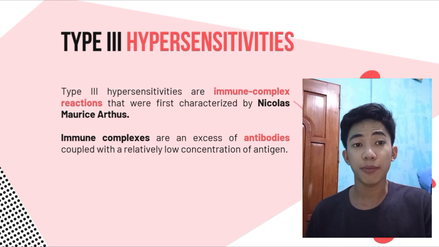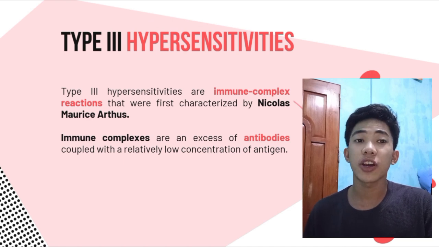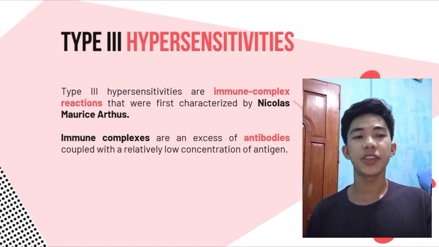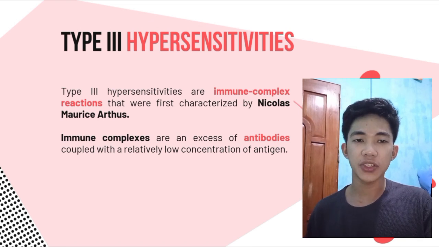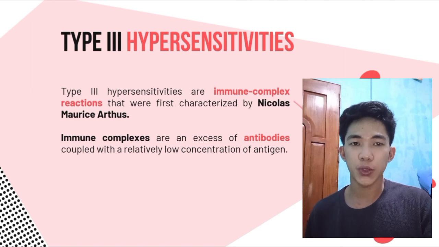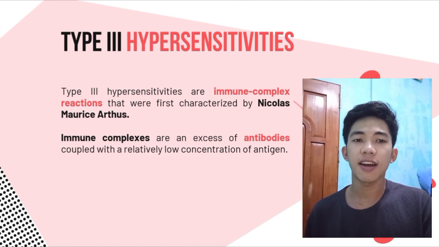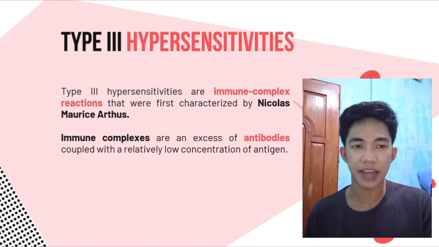Now we're done with the type 2 hypersensitivities. Let's talk about the type 3 hypersensitivities. So type 3 hypersensitivities are immune complex reactions that were first characterized by Nicholas Maurice Arthus. Immune complexes are an excess of antibodies coupled with a relatively low concentration of antigen.